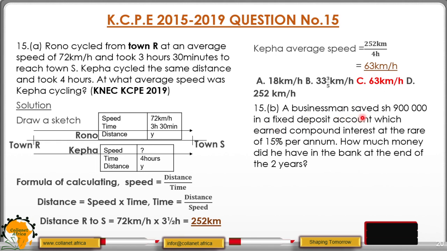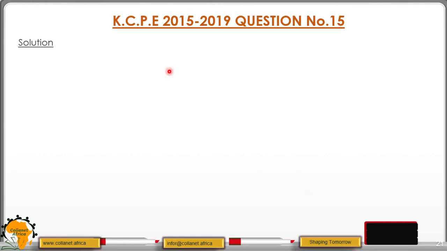B, a businesswoman or a man saved 900,000 in a fixed deposit account which earned compound interest at the rate of 15% per annum. How much money did he have in the bank at the end of 2 years? So KCPE 2018, and this is the solution.